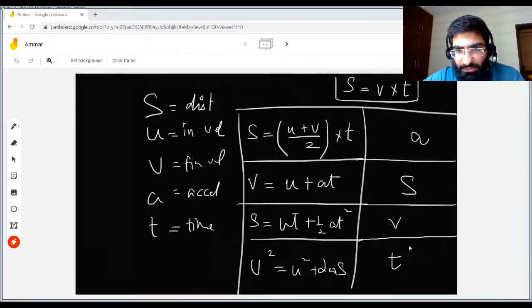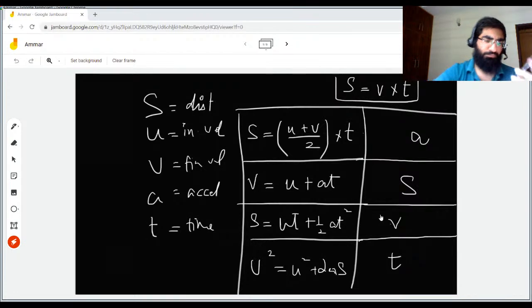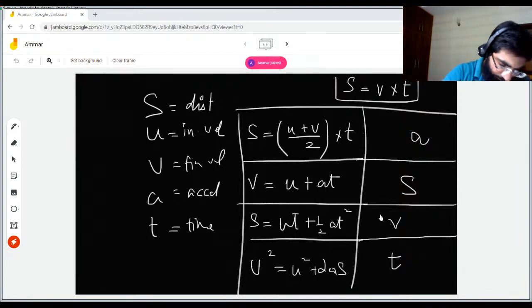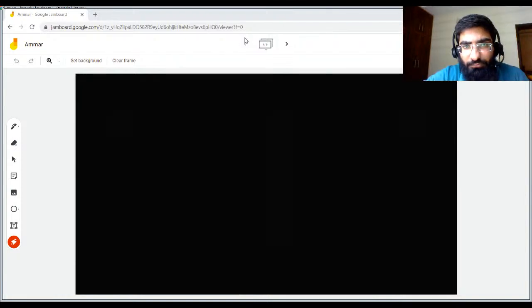Question 7 from the last exercise. Yes, we can do that as well. Give me a second. Let me open the Jamboard. Okay, here is the book. Last exercise is 1B. Here is 1B. And you're saying question number 7.